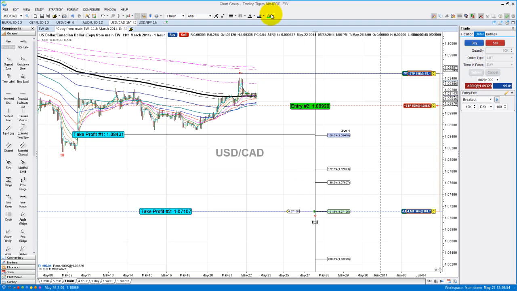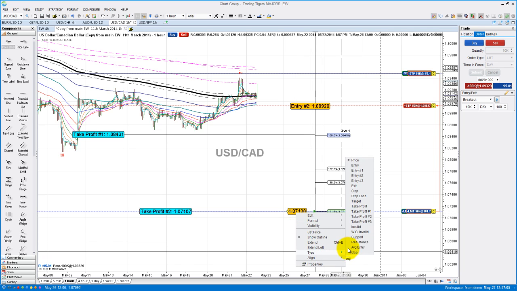In fact, what I'll do, I'll color code this so you can actually understand that it's related to this particular trade here. Okay, and we'll put that as a target. Take profit.